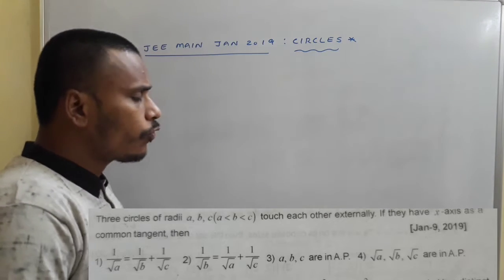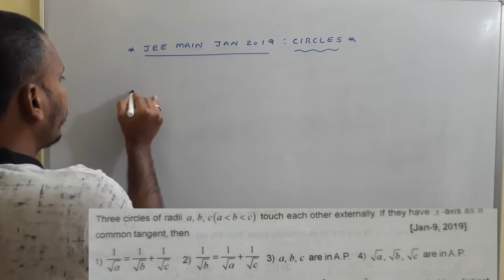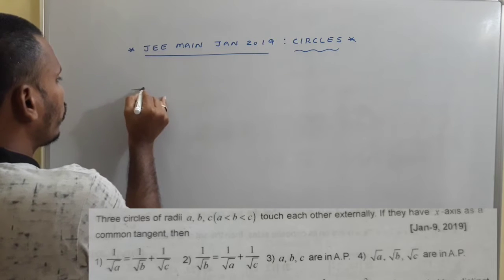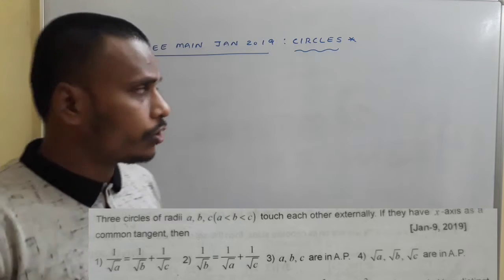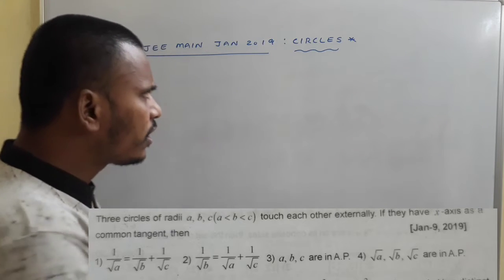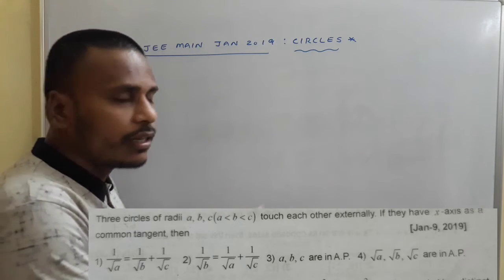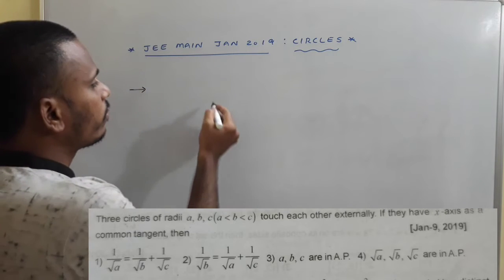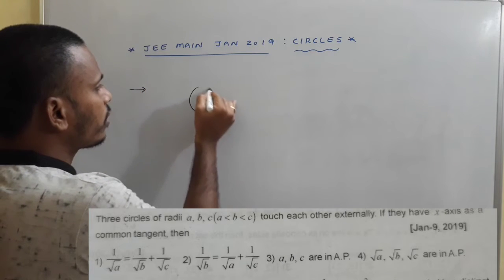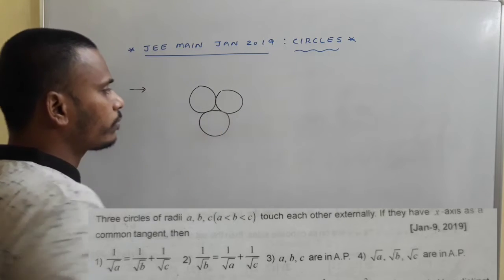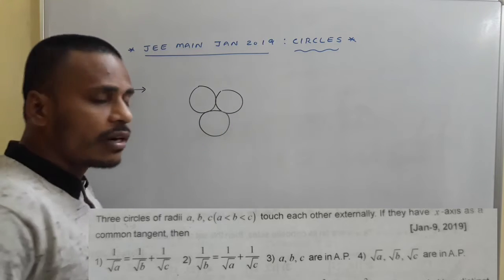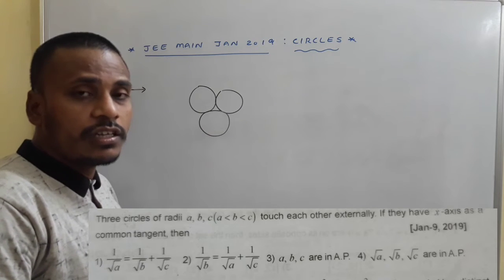Okay. So first of all, how to sketch the diagram, right? So the first problem we are going to discuss. This question was asked in January 2019. Okay. See, three circles are touching externally. So usually the diagram will be like this. If three circles touch externally, usually we go with this type of diagram. Okay. This is the general diagram if three circles touch each other externally.